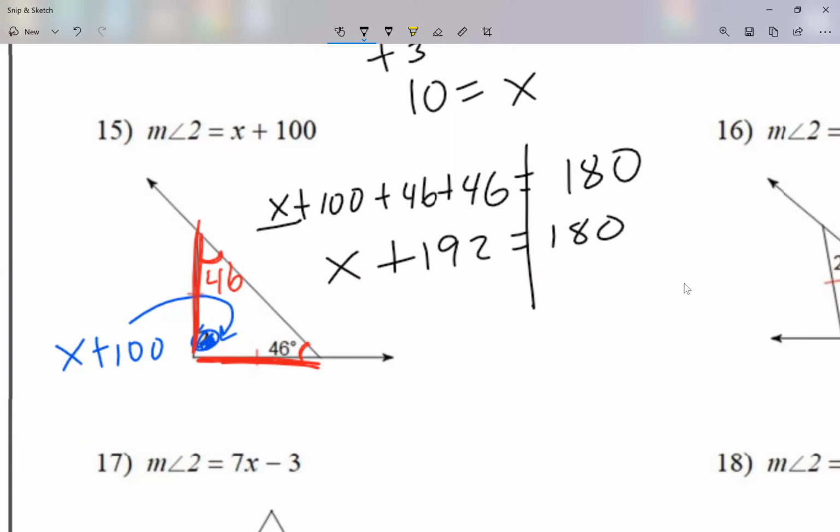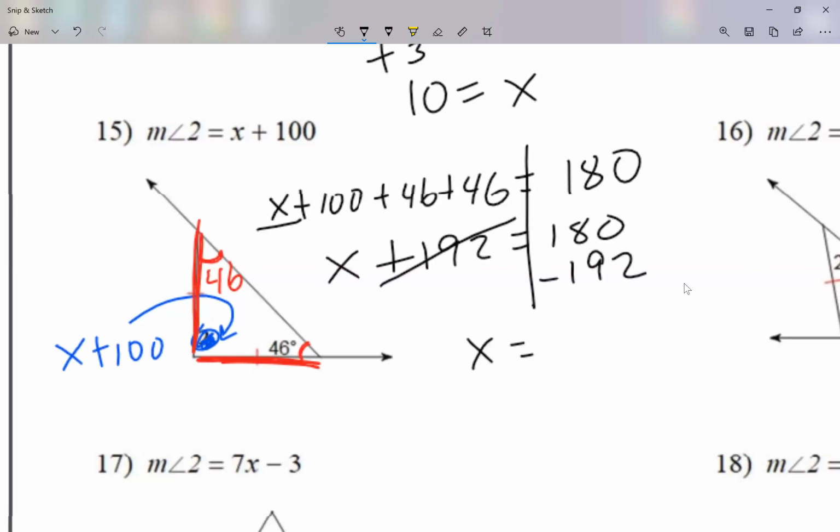On the left side, I just combine my like terms. Okay. Now I want to have x by itself. So this plus 192, let me move it to the other side as a minus 192. So I get that x is equal to 180 minus 192, which is equal to negative 12. There, x equals negative 12.